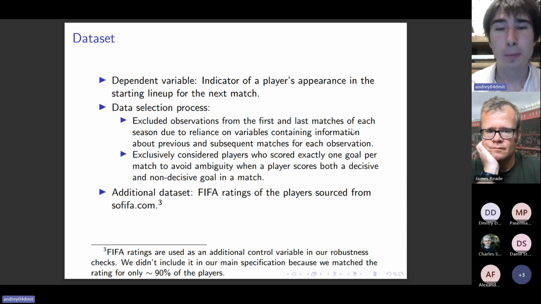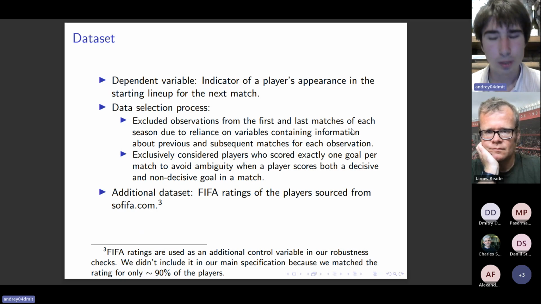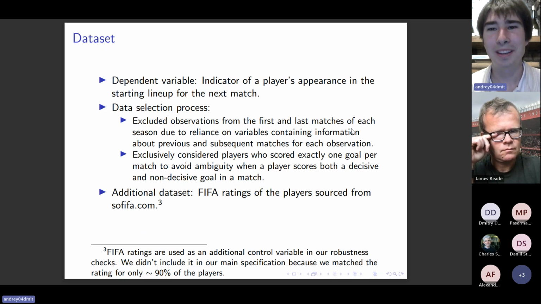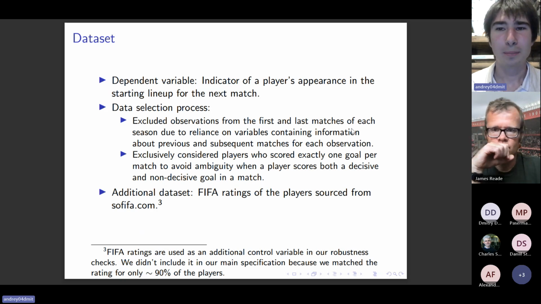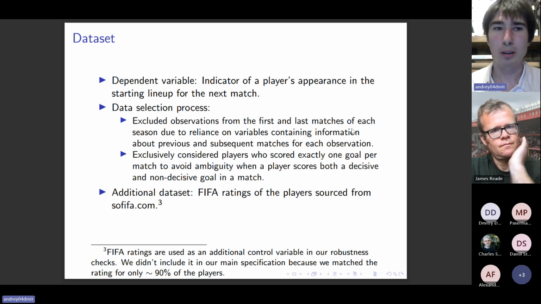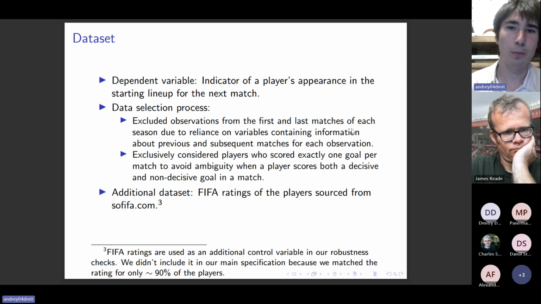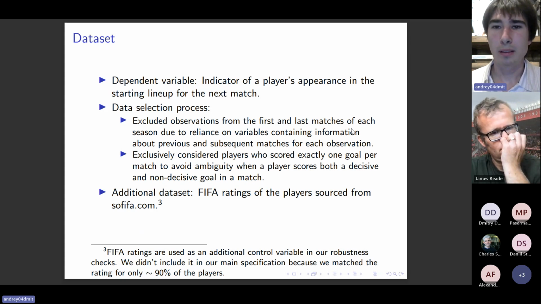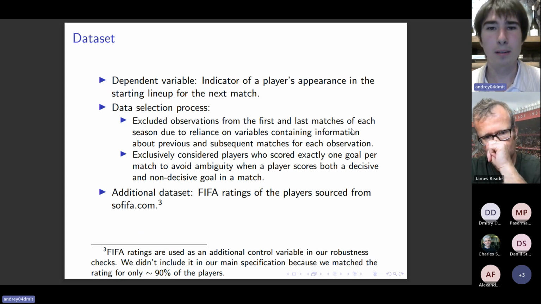And our dependent variable. What do we want? We want to see whether a coach puts a player in the starting squad for the next match more often in the case of a specific type of goals. In this case, a decisive goal. So, of course, the dependent variable is an indicator of a player's appearance in the starting lineup for the next match.